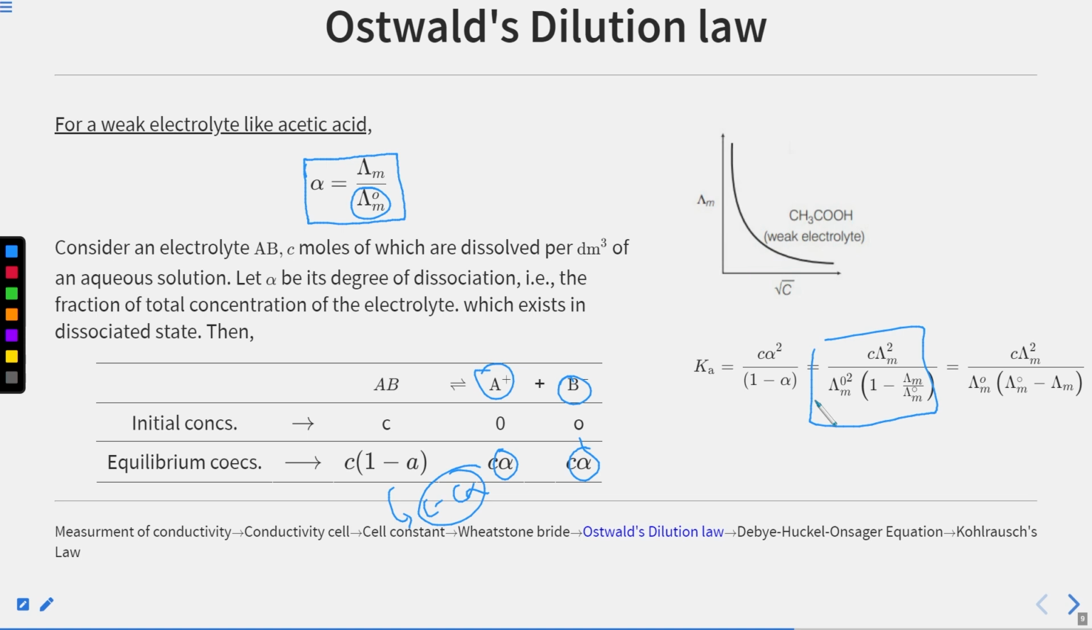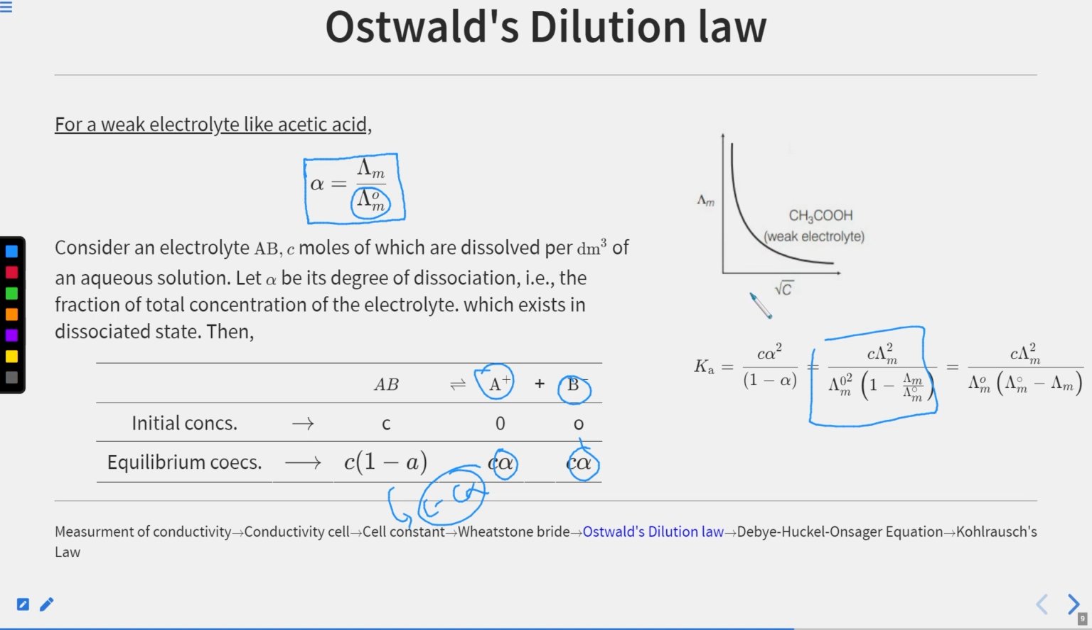And if you consider the graph here, we have this graph which shows the change of lambda m, that is the molar conductance, with respect to root concentration. So it is basically for acetic acid. As we increase the concentration, what will happen? The conductivity will decrease. So we have here lambda m, we have here root c. So we got this type of non-proportional graph, in which we are just increasing the concentration and decreasing our lambda m. Okay, is this okay? Yes.